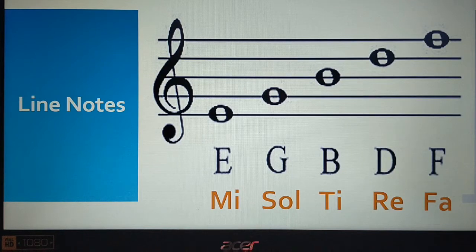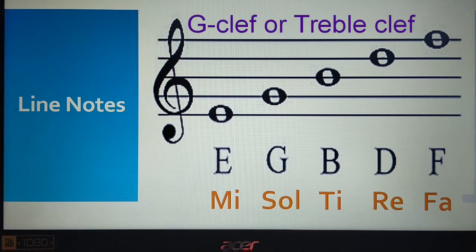Now we'll be discussing the line notes. Here are the line notes on the G clef or the treble clef: E or mi, G or sol, B or ti, D or re, F or fa. So we memorize the letters E, G, B, D, F.